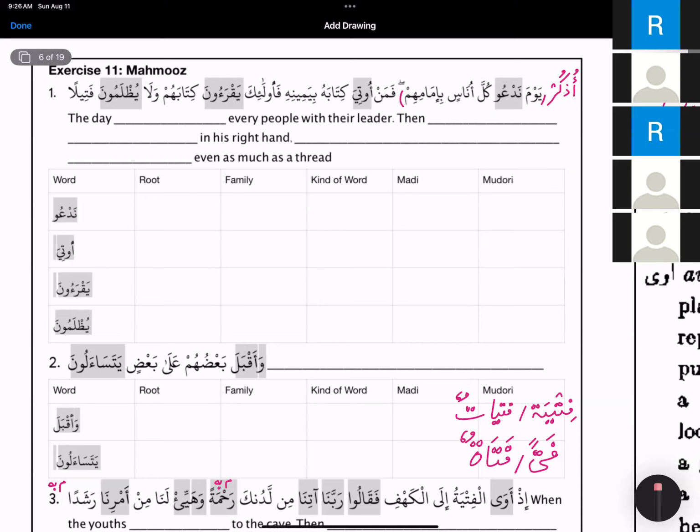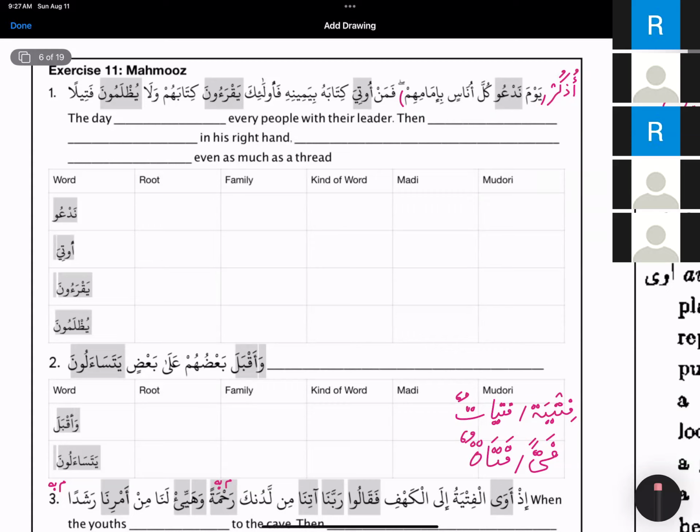Udhkur yawma nad'u kulla unasin. Now you guys tell me, there is yawma, which we are calling the zarf over here. So what are we expecting after that? Mudaf ilayhi. So where is the mudaf ilayhi? Up to where? Nad'u. So the whole jumla fi'liyya will be coming as mudaf ilayhi.